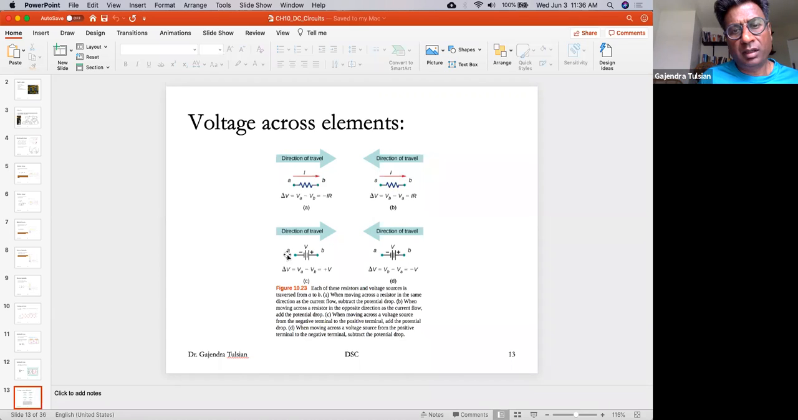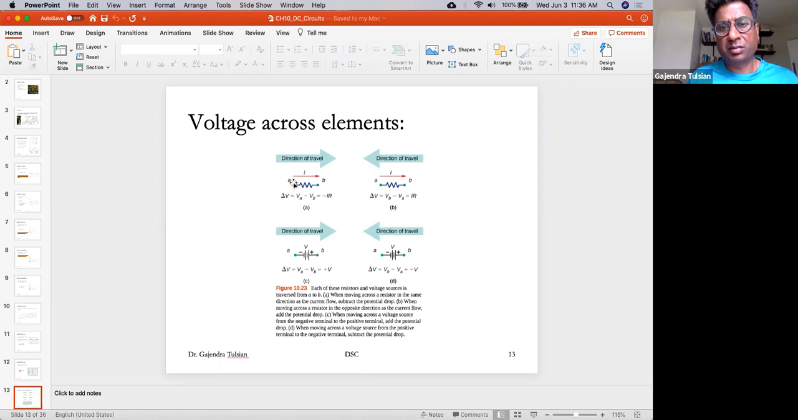For a battery, if you're going from the negative to the positive terminal, that's the direction of travel, the change in voltage is positive. So this point is at a higher potential than this point by that amount, by V. If you're going across the battery from a positive to negative terminal, this point is at a lower voltage, and so the change in voltage is negative V. Okay, so those are some of the things you have to remember.